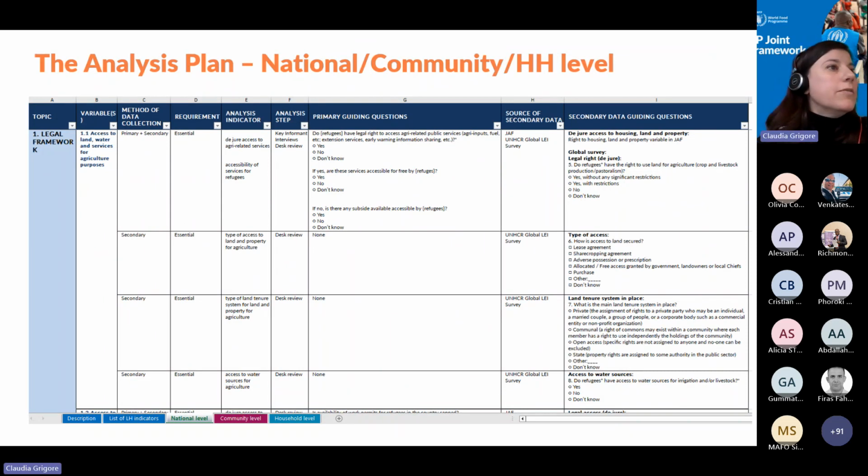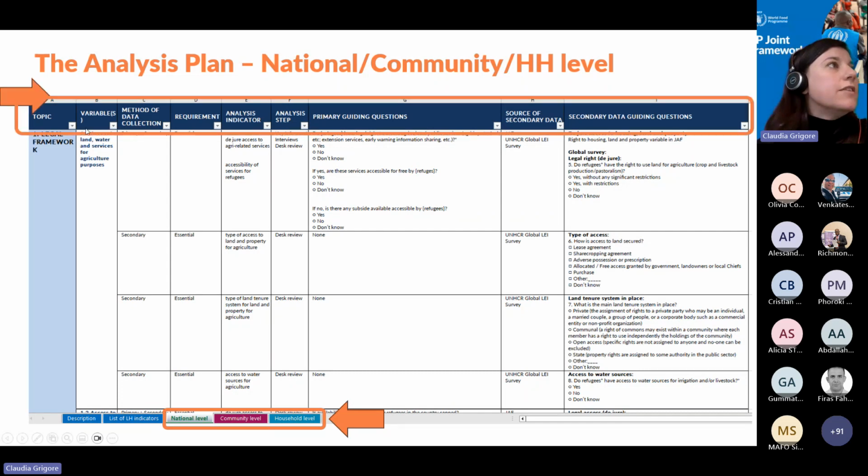Now here you have the 3 tabs that we mentioned before: the national level, community level, and household level. What is important to know is that those 3 tabs follow the same structure, and they also have the same structure as the JAF, which ensures that they can easily nest into and be used with the bigger JAF, so you can use them very easily together. Then let's have a look a little bit more at the structure. Again, this structure applies to all three levels, national, community, and household level, and the JAF itself.